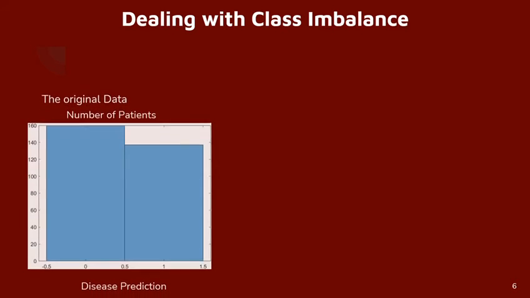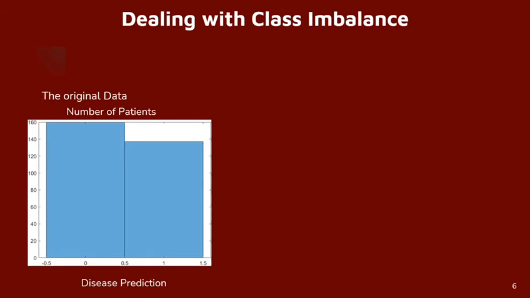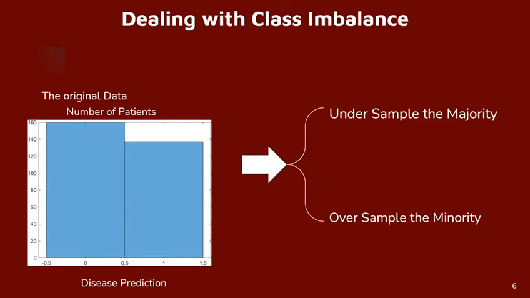Class imbalance in our data suggests that the unequal number of healthy and sick patients used to train the algorithm causes bias. To eliminate this imbalance, we have two major techniques. We can either undersample the majority, which is the healthy subjects, or oversample the minority, which are the sick subjects.